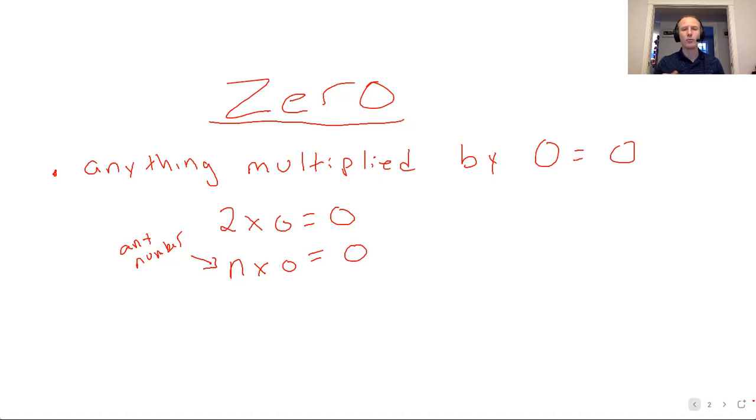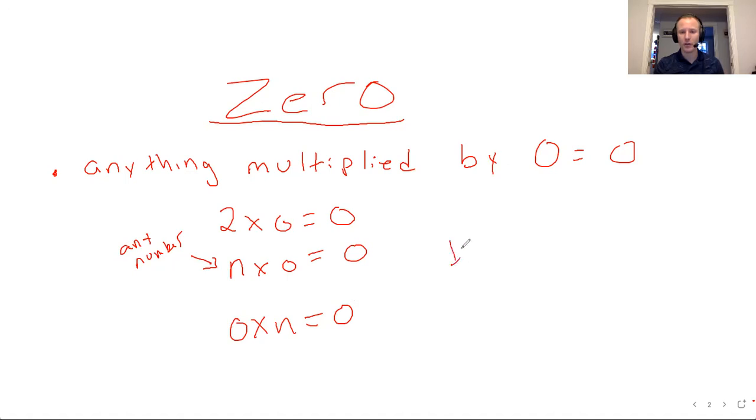So if I have 2 groups and I give each group 0 things, they both end up with 0 things. So any number times 0 equals 0. I can write it like 0 times n equals 0. That one's pretty straightforward. Any number multiplied by 0 is 0. So if you see 0 as one of the factors, the product is 0.